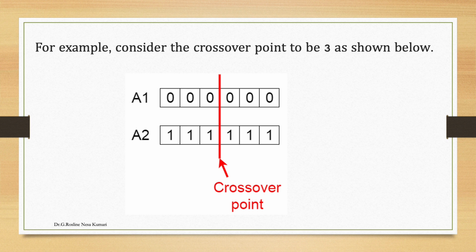See this figure. The figure itself we can understand. So this is the crossover. Here they are doing a 3-bit crossover. So all these values of the A2 individual are going to be in A1, and the A1 values, that means bits, genes, are going to come to A2.